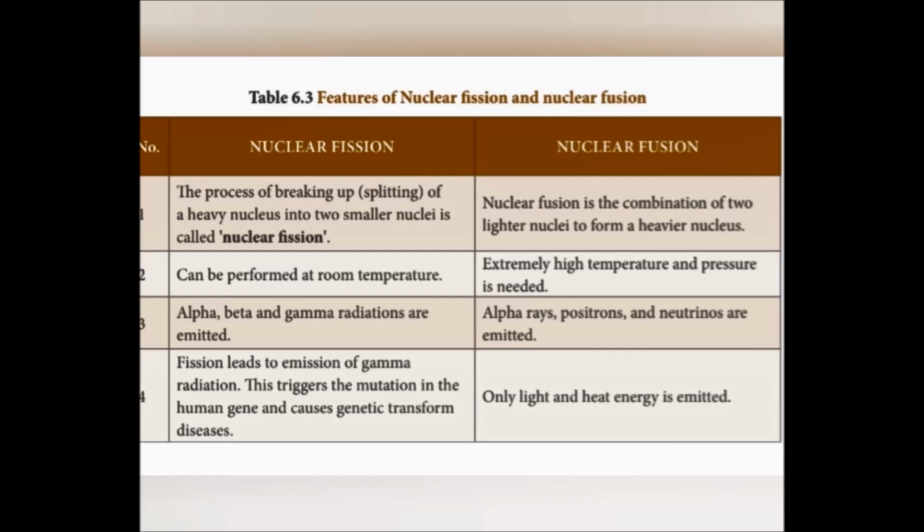During nuclear fission, alpha, beta, gamma radiations are emitted. In nuclear fusion, along with alpha rays, positrons and neutrinos are emitted. Fission leads to emission of gamma radiation. This is the most harmful radiation. This gamma radiation triggers mutation in the human gene and causes genetic diseases. But in nuclear fusion, only light and heat energy is emitted.